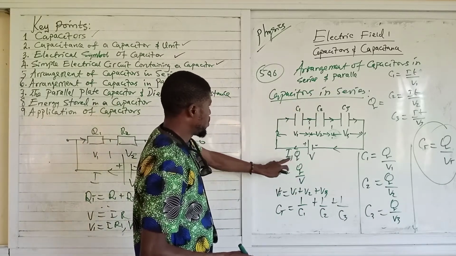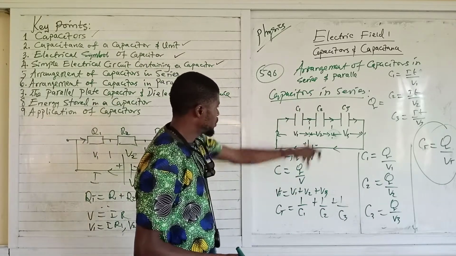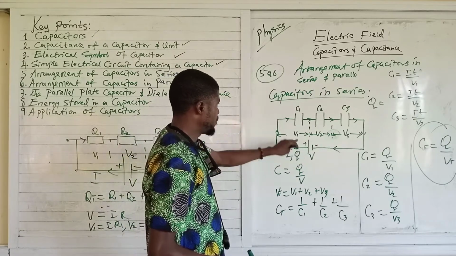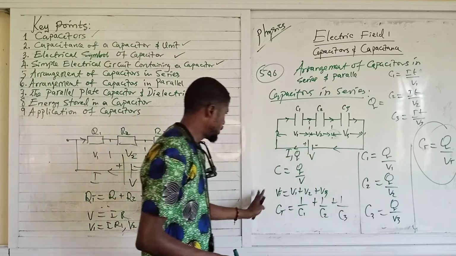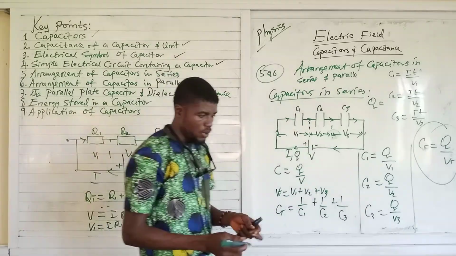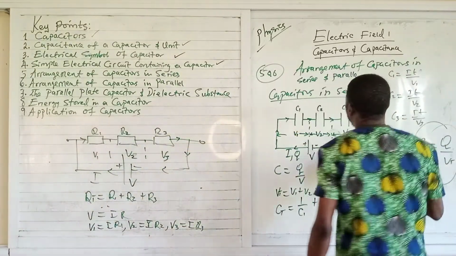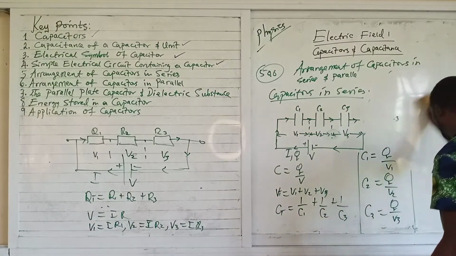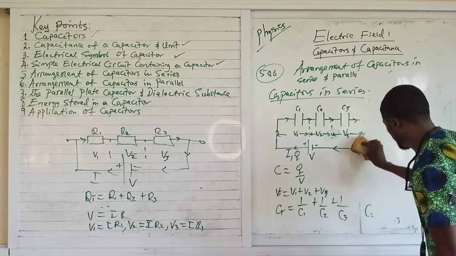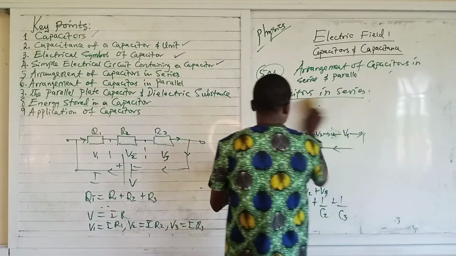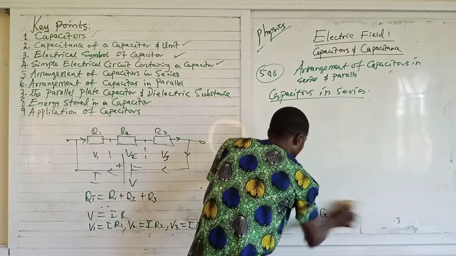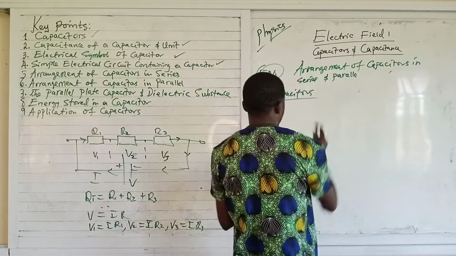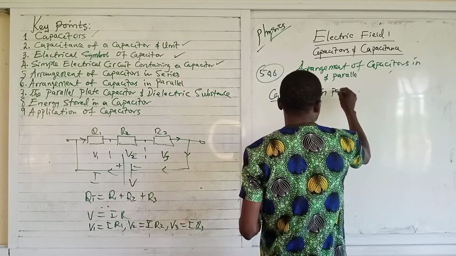So these are the possible equations you are going to encounter during calculations concerning capacitors in series. Take notes, when they are in series, the same current, the same quantity of electric charge will flow through them. But then you have different voltage across. We're going to look at arrangement of capacitors in parallel.